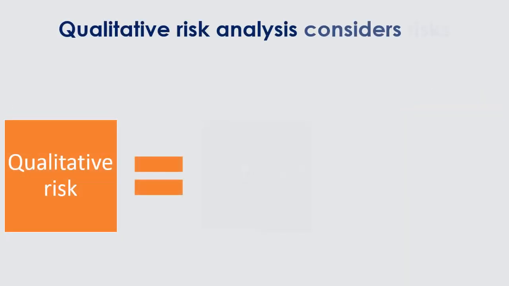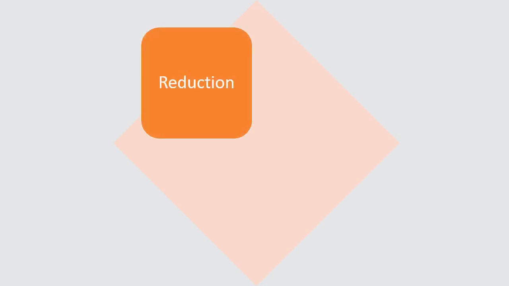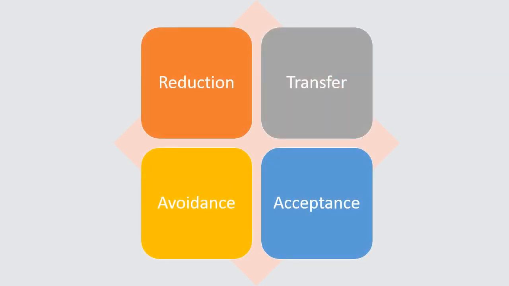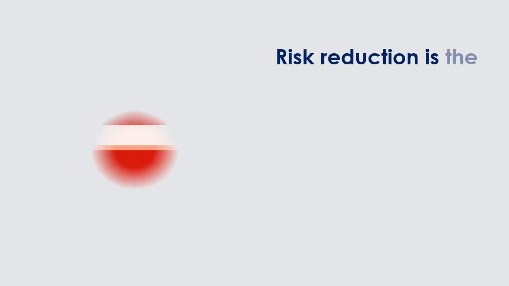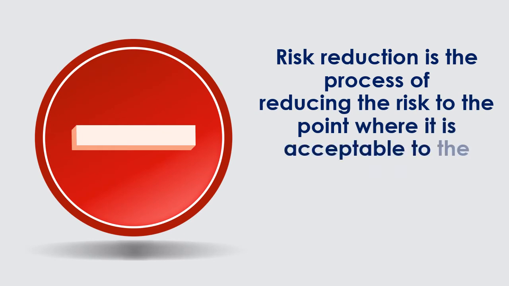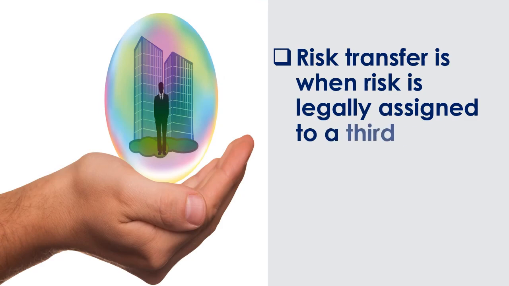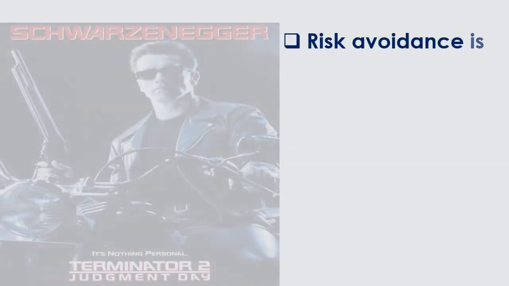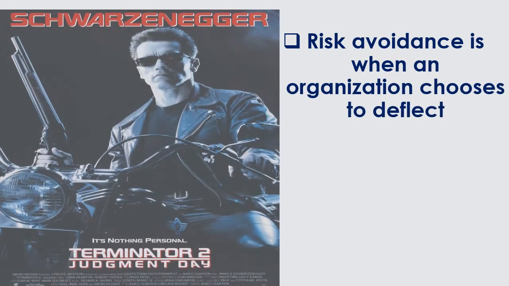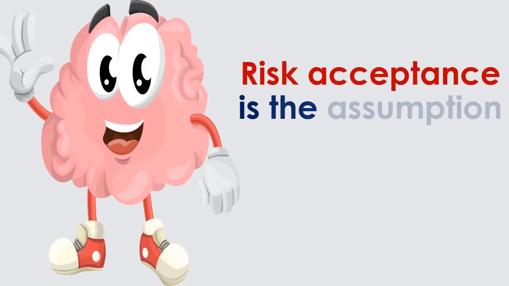Qualitative risk analysis considers risks based on their likelihood, impact, and severity. There are 4 different ways an organization can treat risks: reduction, transfer, avoidance, or acceptance. Risk reduction is the process of reducing the risk to the point where it is acceptable to the organization. Risk transfer is when risk is legally assigned to a third party. Risk avoidance is when an organization chooses to deflect or terminate situations that cause a risk. Risk acceptance is the assumption of risk.